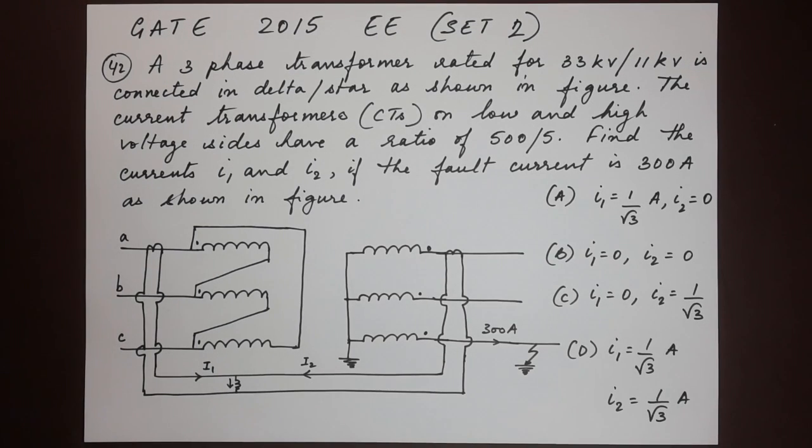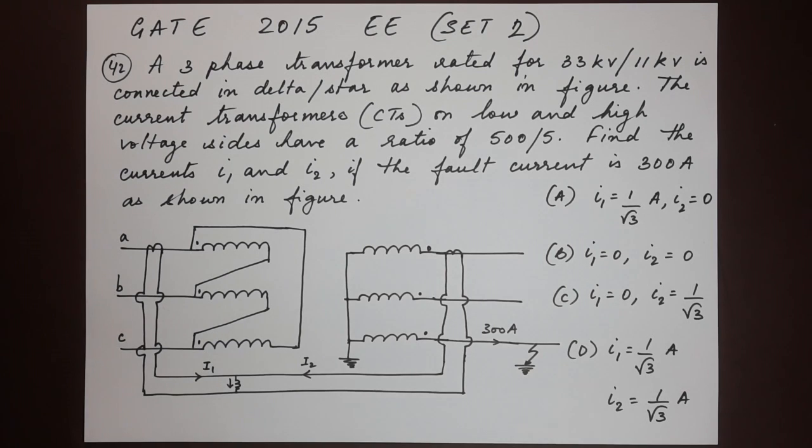Here's the next question, number 42. A three-phase transformer rated for 33 kV by 11 kV is connected in delta star as shown in the figure. The current transformers on low and high voltage sides have a ratio of 500 by 5. Find the currents I1 and I2 if the fault current is 300 amps as shown in the figure.